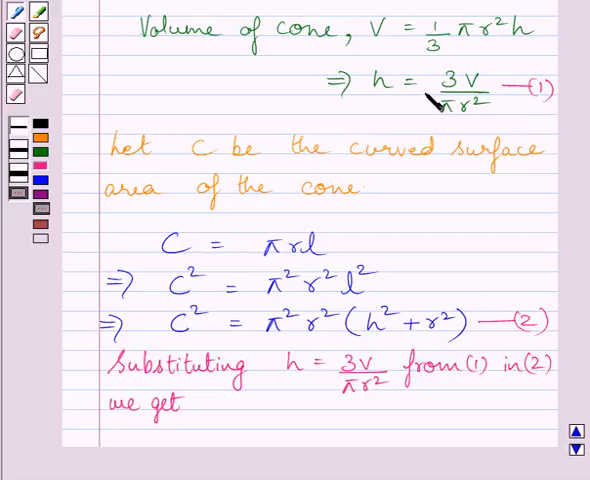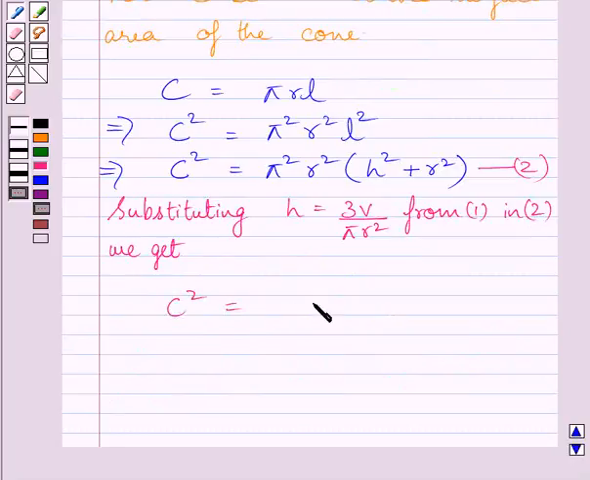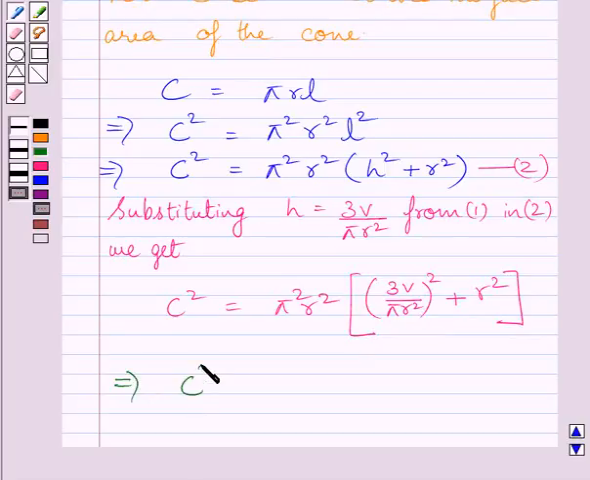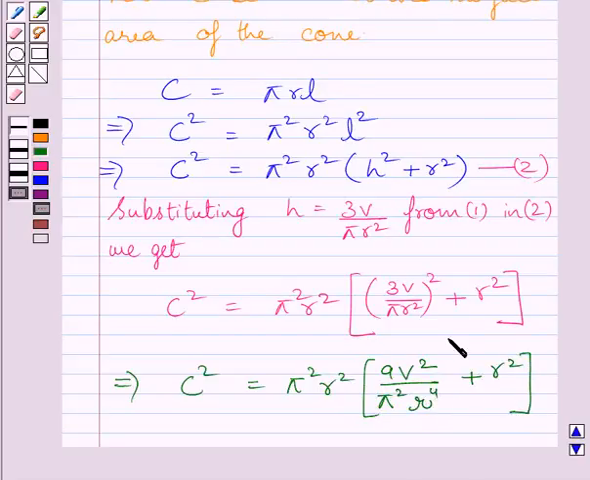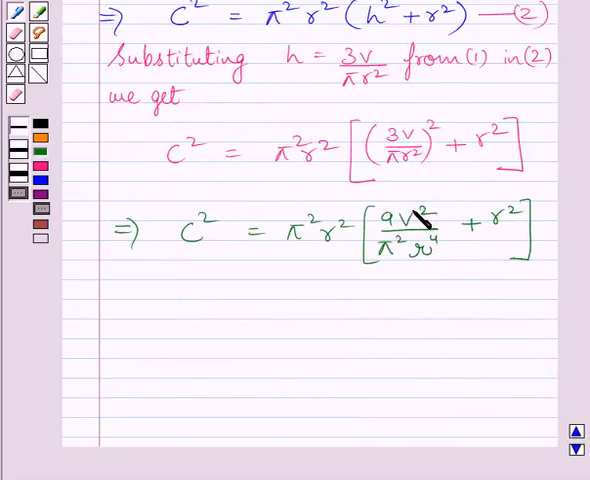Now we will substitute this value of H from equation 1 in equation 2. We get C square is equal to pi square multiplied by R square multiplied by square of 3V upon pi R square plus R square. Now this further implies C square is equal to pi square multiplied by R square multiplied by 9V square upon pi square multiplied by R raised to the power 4 plus R square. We know square of 3 is 9, square of V is V square, square of pi is pi square, and square of R square is R raised to the power 4.